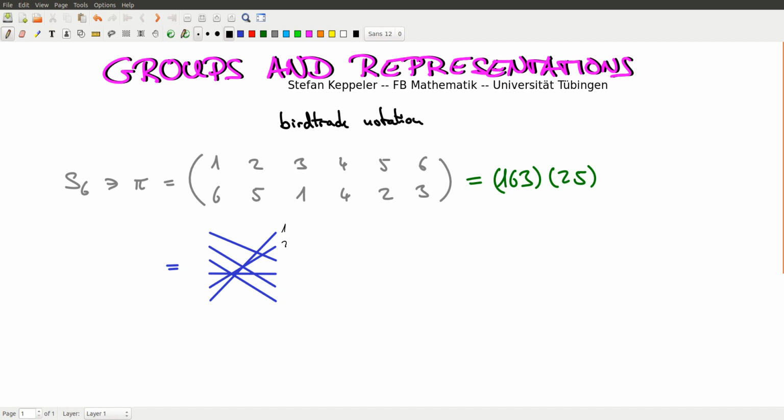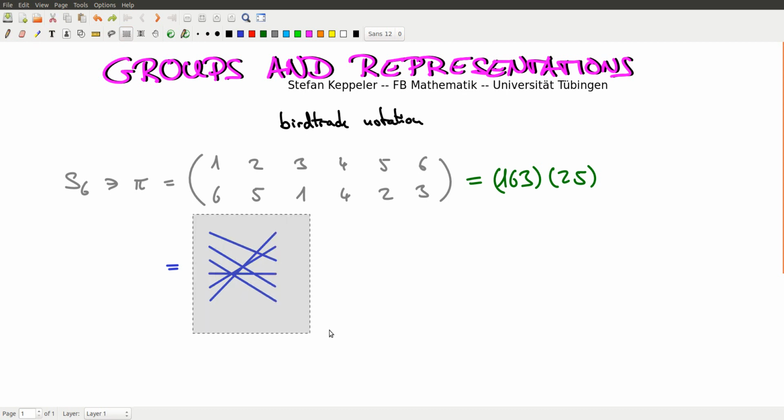So for a moment, let's write the numbers 1 to 6 here in these positions. And then we see that 1 is mapped to 6, and 2 is mapped to 5, 3 is mapped to 1, and so on. So this is what the diagram tells us, how to read this. And we just write the diagram, no additional numbers or anything. So this is the permutation.